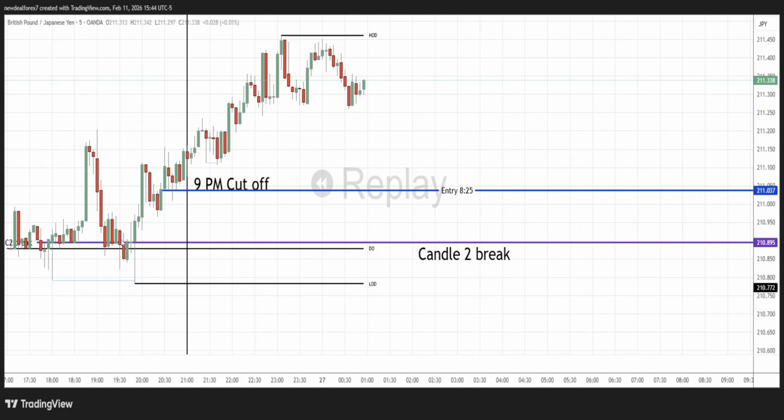So entry off this low of the day could have got in either here or here on this green. And then I think this went about 40 pips or so. So not too much before it started consolidating. So again, it didn't reach the range high. That can and will happen, just so you know.